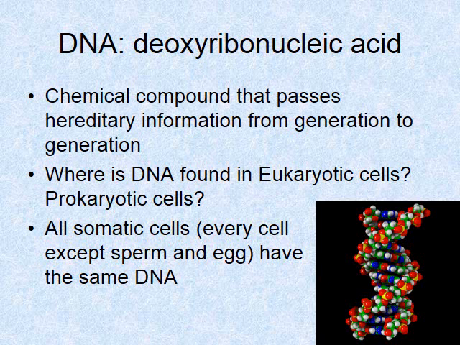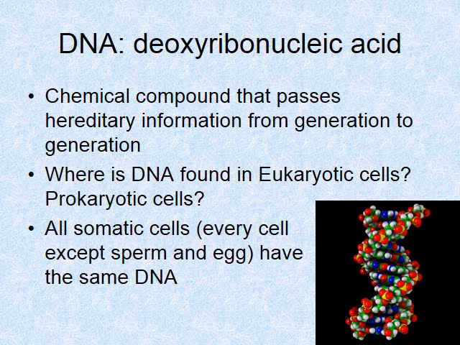All somatic cells have the same DNA. So what does this mean? Well, what is a somatic cell? A somatic cell is the same as a body cell. So basically, all the cells in your body have the same DNA in them. The code found in the cells of your toe is the same as the code found in the cells of your eyeball, or your tongue, or your heart. All of these cells have the same DNA.